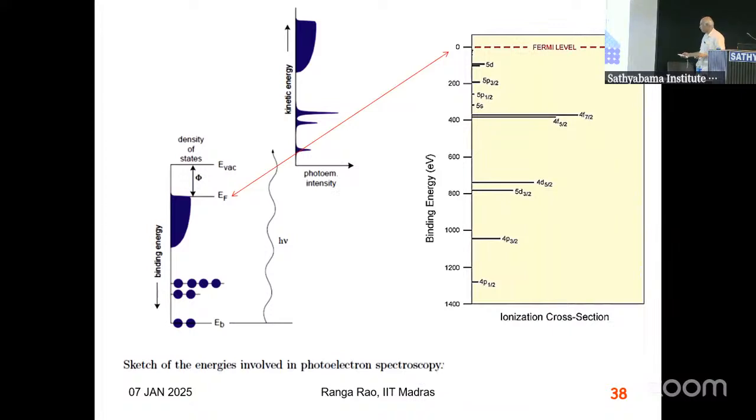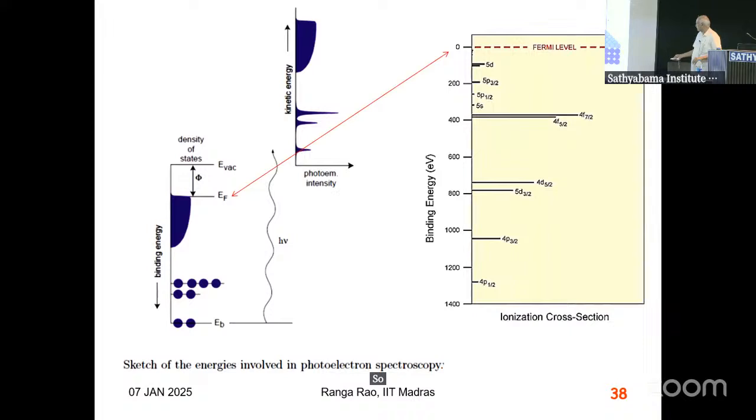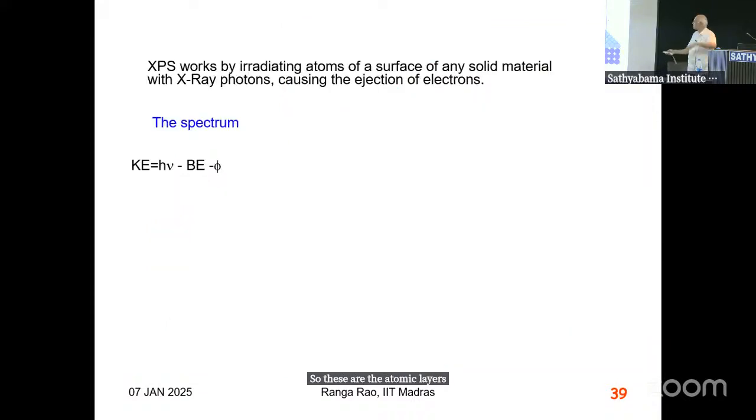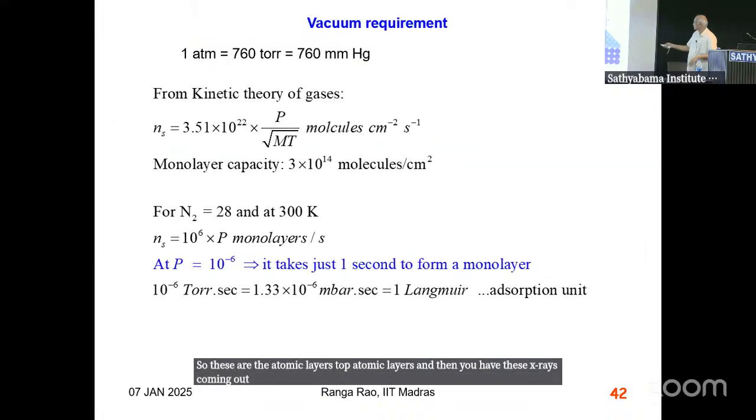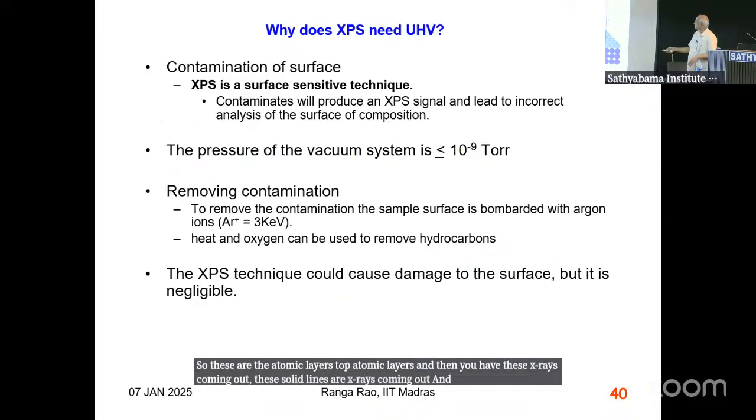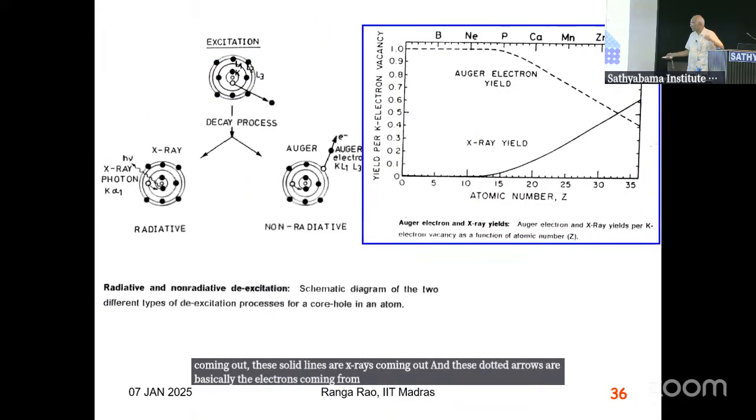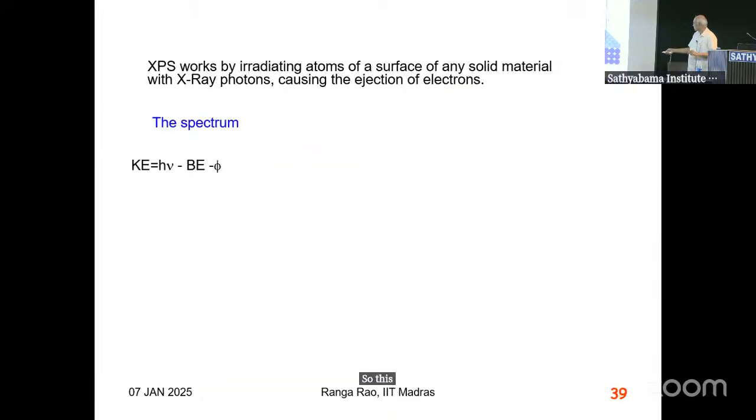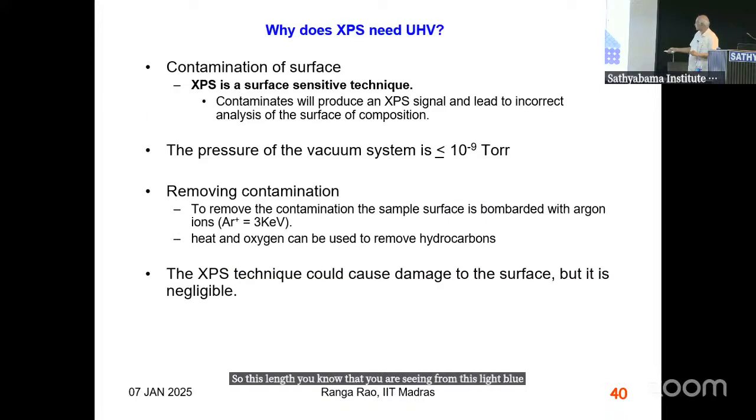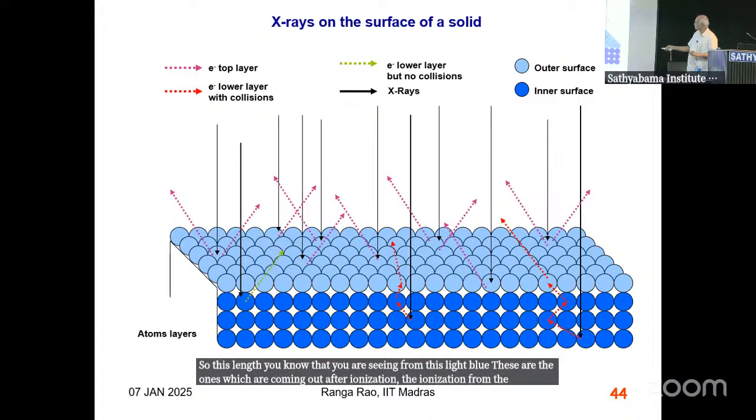Okay, now coming here, this is a solid. This is a material where you are doing the experiment. So these are the top atomic layers, and then you have these X-rays coming in. These solid lines are X-rays, and these dotted arrows are basically the electrons coming from the atomic layers. So these lines that you are seeing from this light blue, these are the ones which are coming out after ionization from the particular atom. These are all coming out.